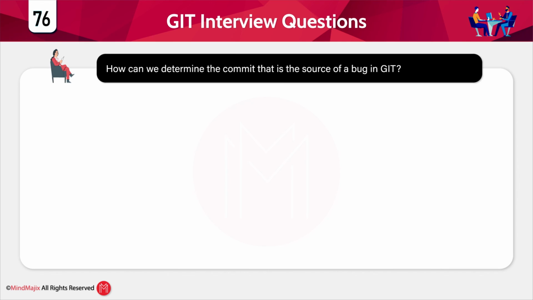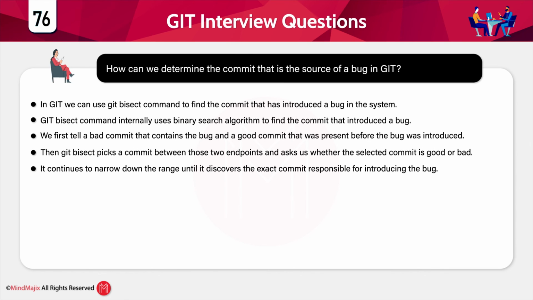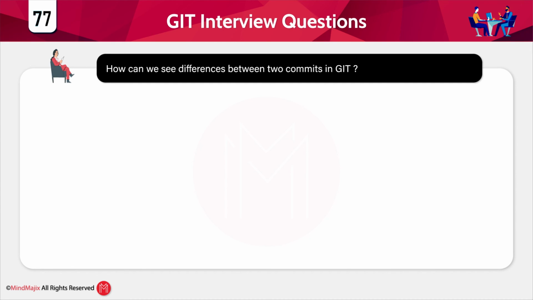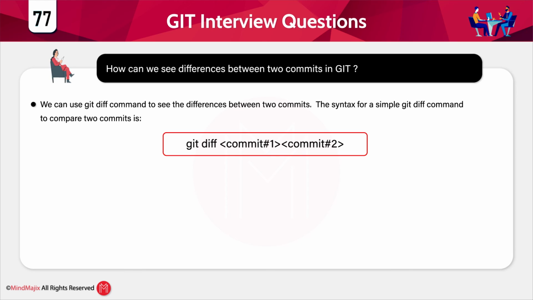How can we determine the commit that is the source of a bug in Git? How can we see the differences between two commits? The git diff command is there: git diff commit ID 1, commit ID 2. You can also use git difftool or git mergetool. In a graphical manner, the differences of two commits will be displayed. That is the git diff command.